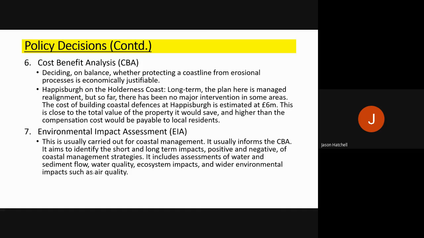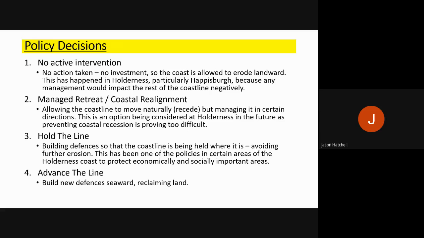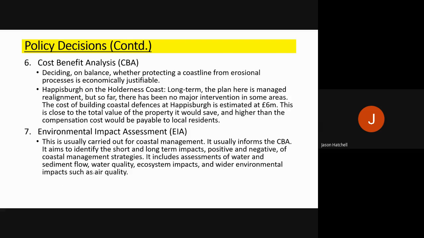There are two other things that are done when we're making policy decisions that are really important to help us decide what to do. So to decide whether to not intervene, manage retreat, hold the line, or advance the line, we complete two things. First one's a cost benefit analysis, and the second one is an environmental impact assessment. So a cost benefit analysis is basically where we weigh up the pros and cons of managing that coastline. What is it that's valuable in this area and needs to be protected? What's not? Is it worth it?